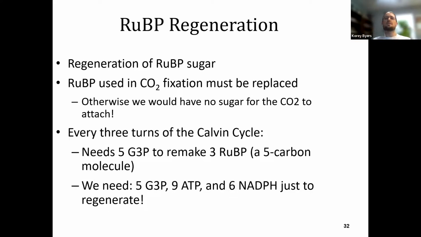It works well enough. And so even though we have to remake this RuBP, even though we have to take G3P to remake it, it works pretty well. So at the end, we get about 5 G3P, ATP, and 6 NADPH from the light reaction, carbon fixation, and carbon reduction. But we have to use those just to remake RuBP.